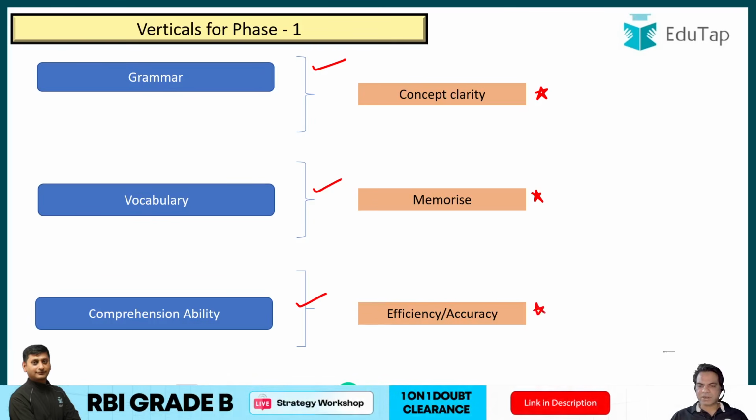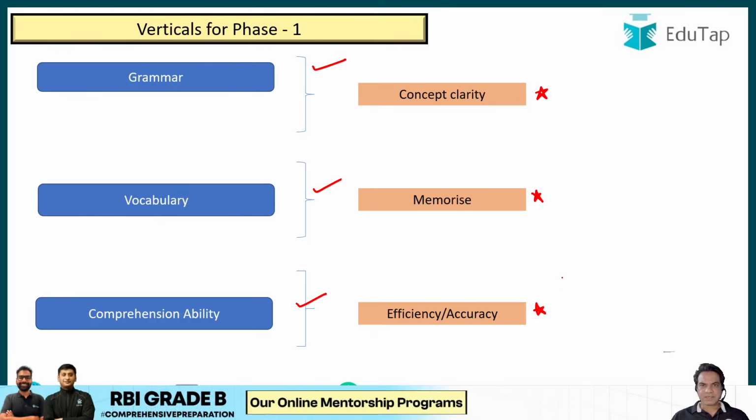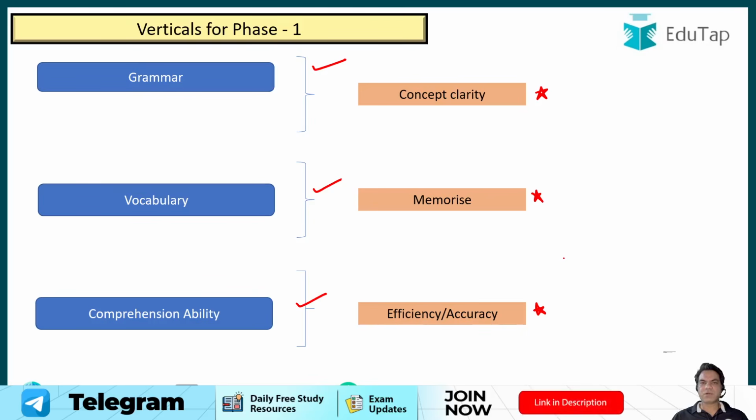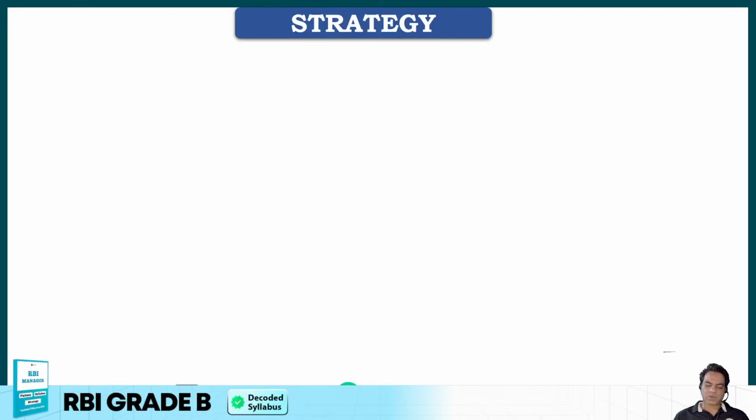Now, your skills of efficiency and accuracy will be tested. How accurate you are with your answers and how efficient you are with your time. So these are the three components we need to be looking into while we are preparing for your RBI Grade B exam. Now, what should be a safe strategy for your preparation, guys?